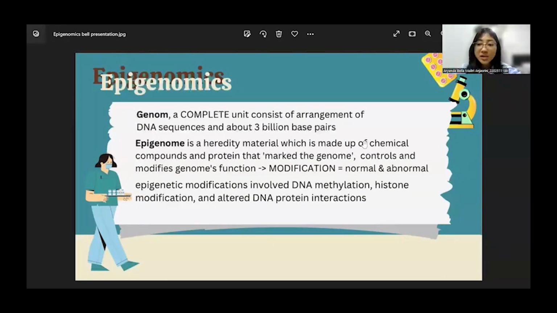Epigenomics studies the chemical changes that affect our body or our gene expression. Epigenetic modification could involve DNA methylation, histone modification, and altered DNA-protein interaction.